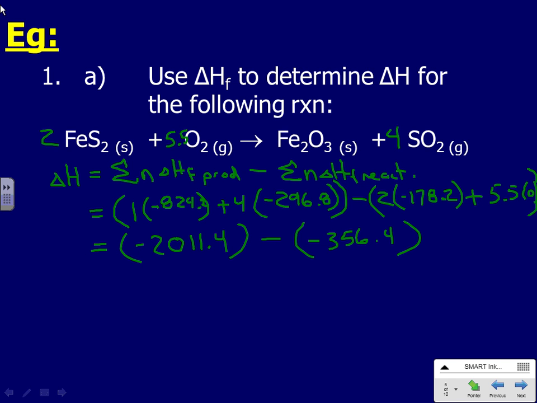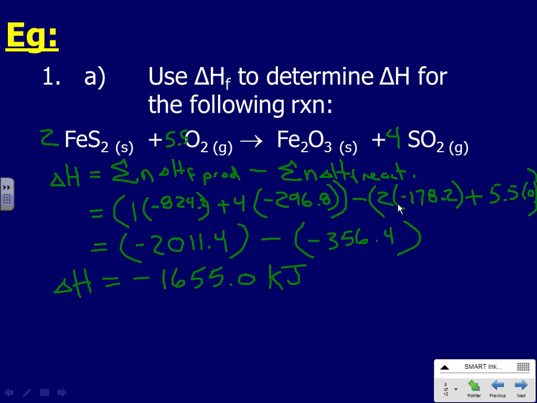What do you got? 1,655. Negative 1,655 and, yeah, 0.0. And even though I didn't write them in, on our table, these are kilojoules. Okay? Delta H. Questions, concerns on how to run that equation? It's pretty straightforward. We're really extracting some data and applying some logic.